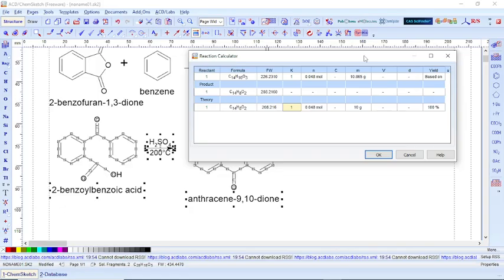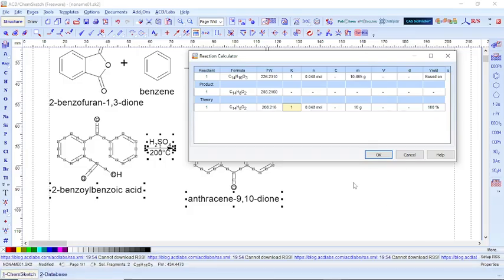Okay. So the reaction calculator has just calculated that for me to achieve this 10 gram, it even went further to calculate the mole, that 10 gram of anthracene 9,10-dione is 0.048 mole based on the formula weight. So that if we must achieve this 10 gram being 100% yield, we require 10.865 gram of the reactant, which is benzoic acid.